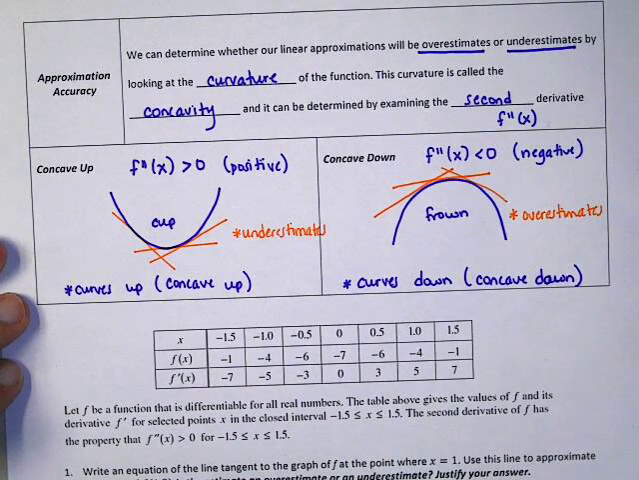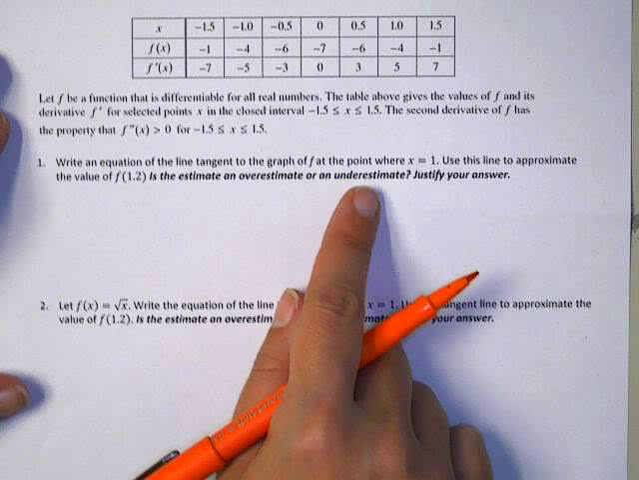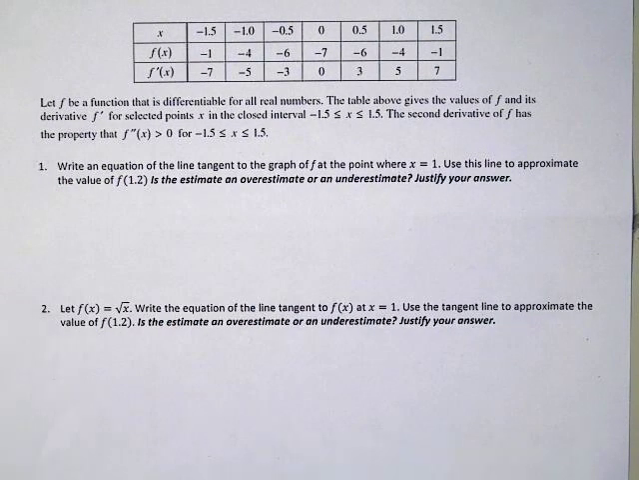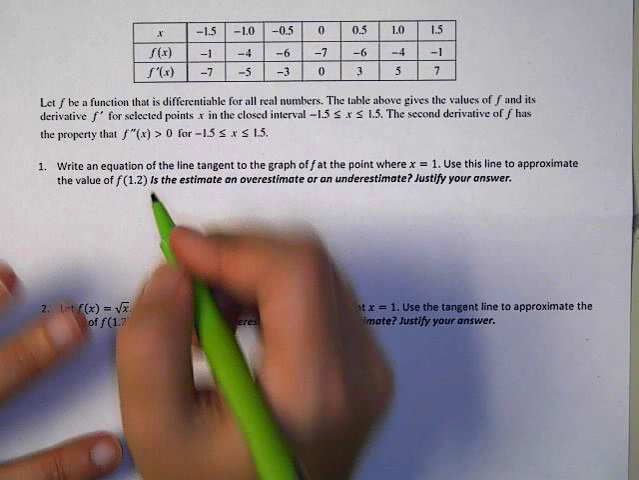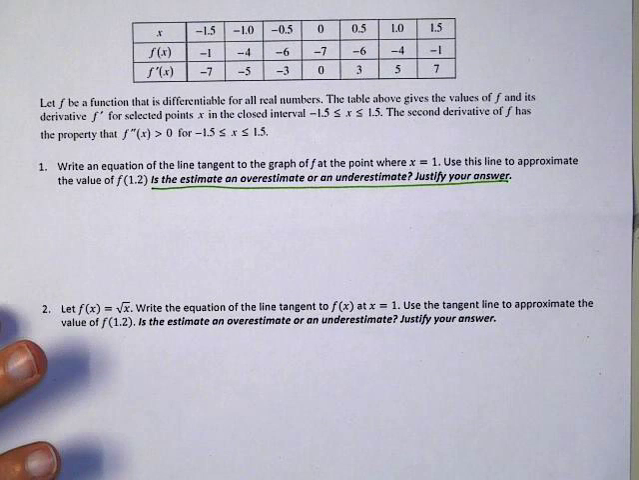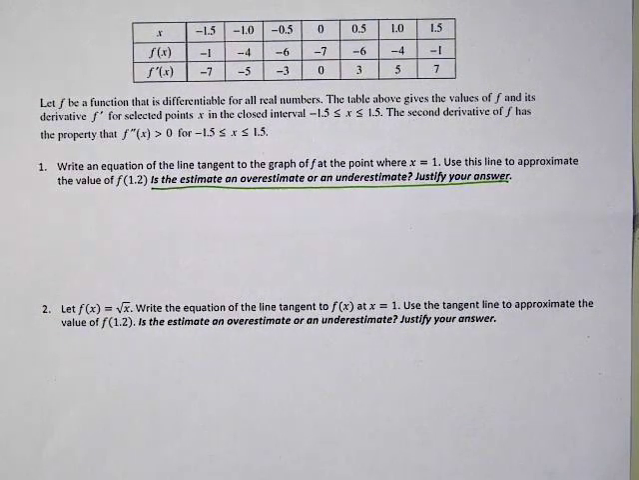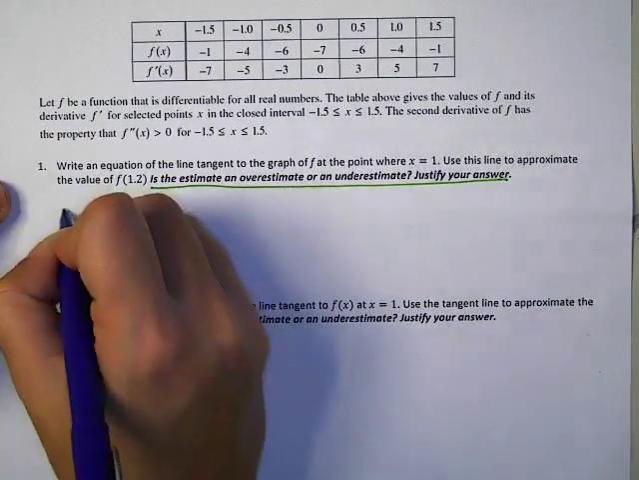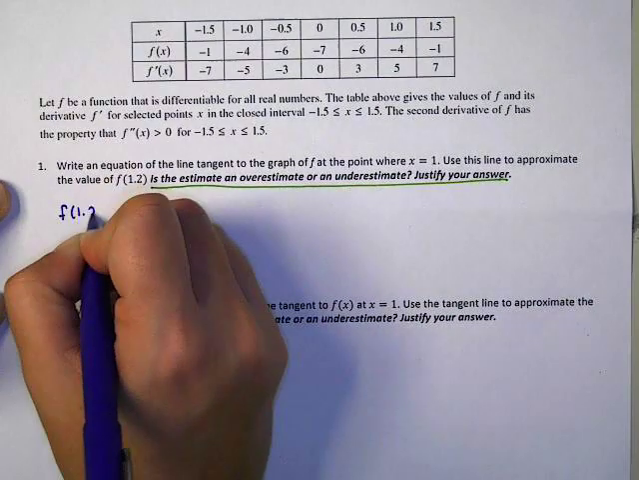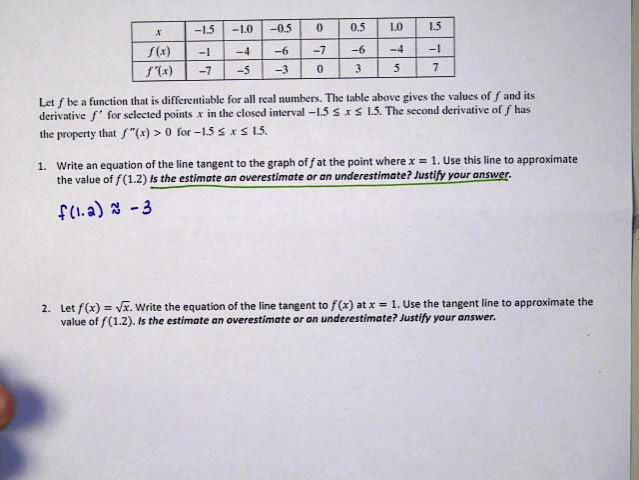Now, how do we use this? Well, let's go back to the problem we just did. This is the exact same example we just did, and it says, write an equation of the line that's tangent, use this line to approximate the value of f of 1.2, but this is the part we're going to focus on now. Is the estimate an overestimate or an underestimate? Justify your answer. Now, we didn't talk about this before, but we did figure out before that the approximate value of f of 1.2 was -3, which we did on the other problem.